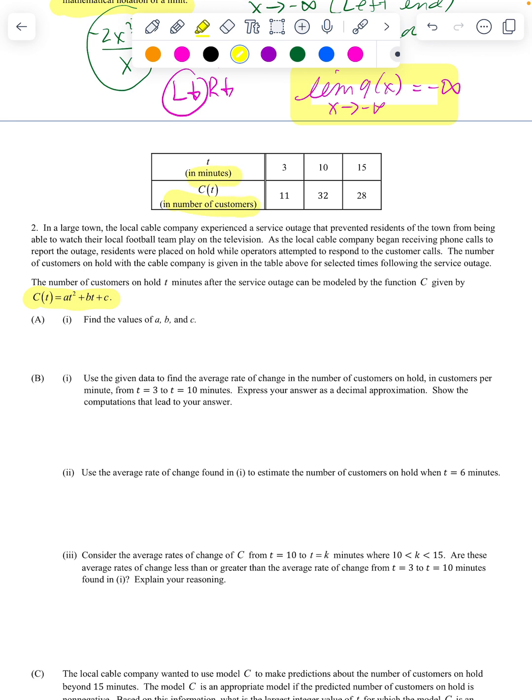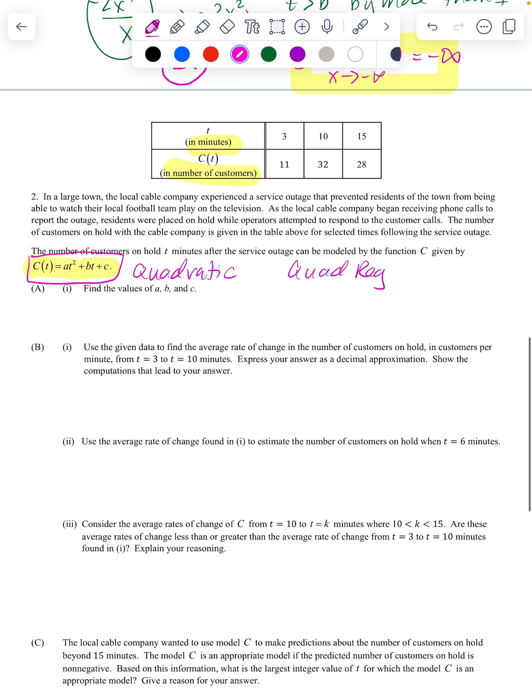Okay. It is straight up telling you right here, the number of customers on hold T minutes after the service outage can be modeled by the function C. This is a quadratic model. You've got an x squared, it's going to be quadratic, and that means I need to use quadratic regression to do this problem. So I'm going to put these into L1 and L2.